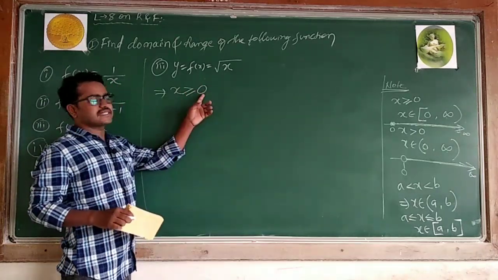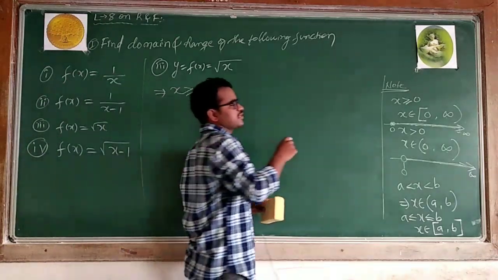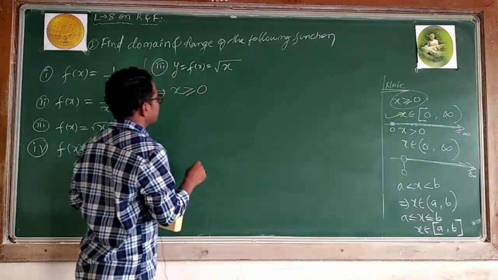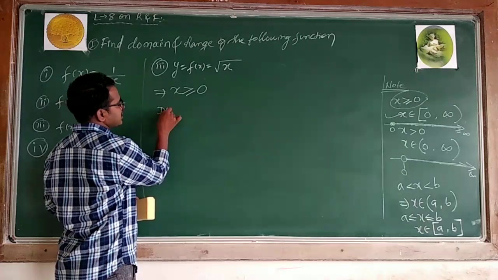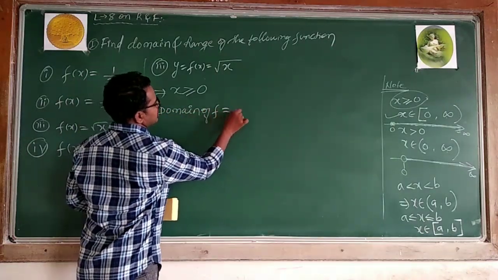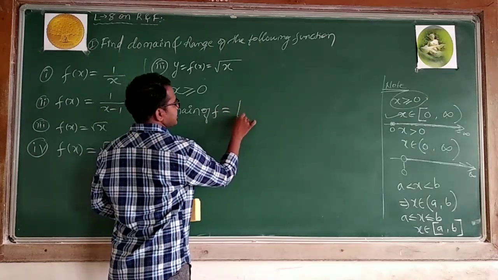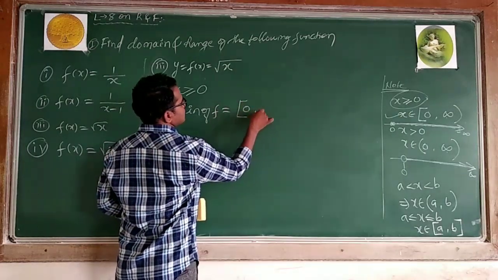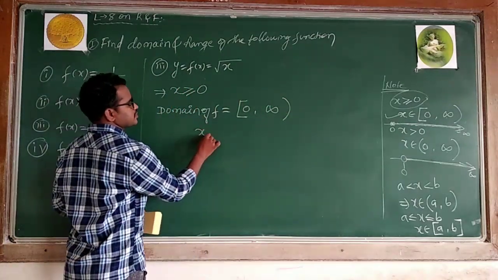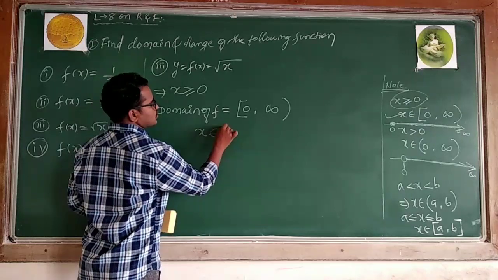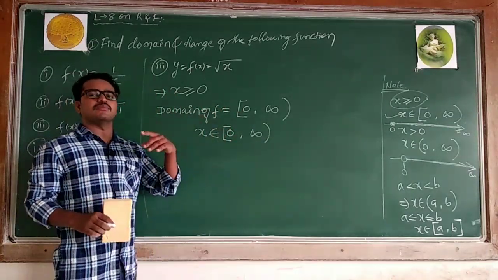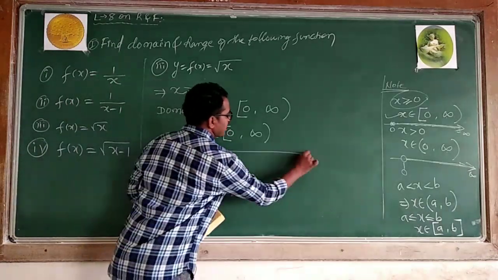You can understand x is greater than or equal to 0, which in interval form you can write. What is the domain here? Domain can be written as domain of f. The domain of this function is 0 to infinity, with 0 included, or you can say x belongs to [0, infinity), with infinity excluded.